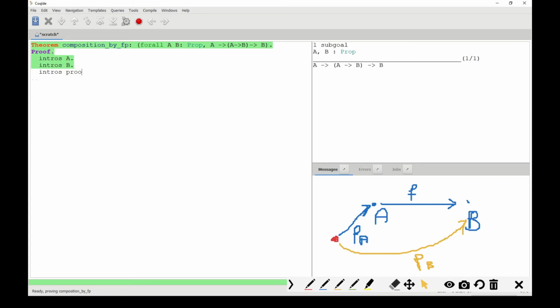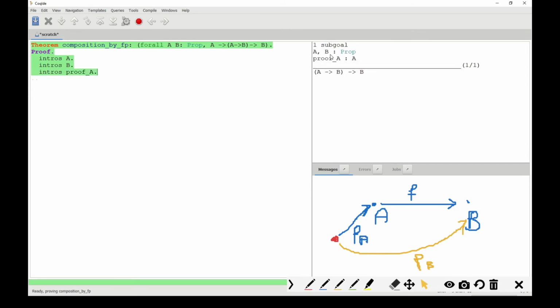Let's introduce proof of A, because it's already given that A exists, so we also have a proof of A. It's sort of like an identity element. So you can see that we just reduced one element from the proof by introducing proof of A, right? Like you can see here, if we revert back. Now let's go forward.